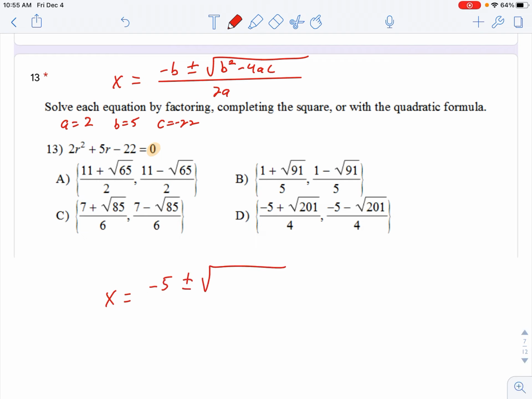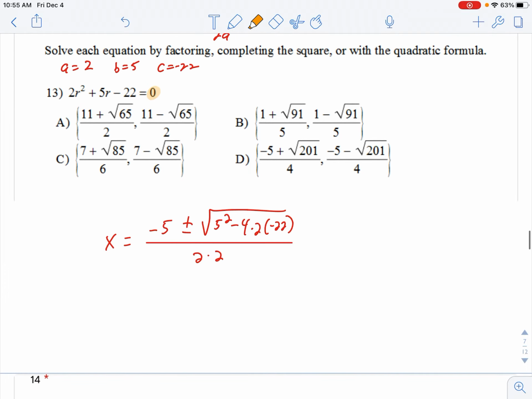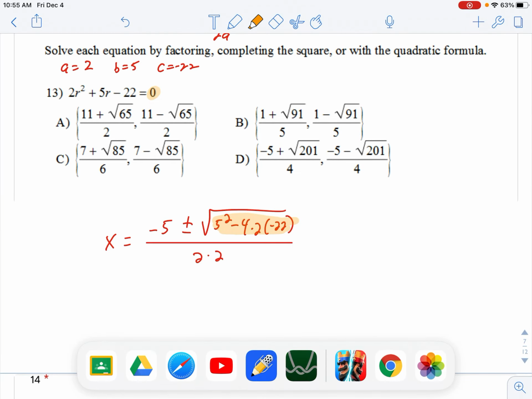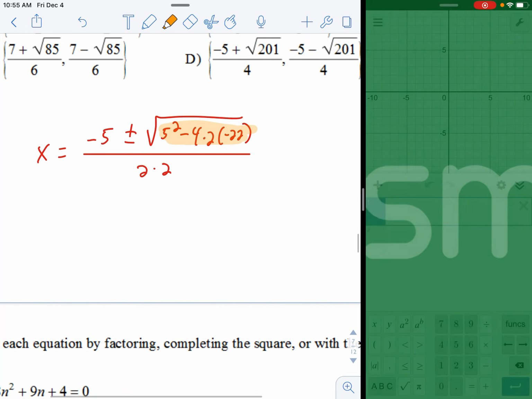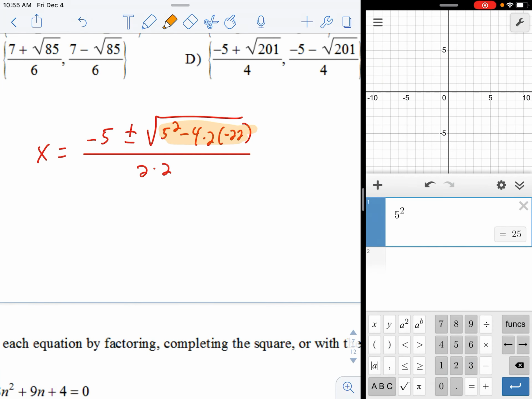So -5 plus or minus the square root of 5 squared minus 4 times 2 times -22 all over 2 times 2. If you watched the lesson on this, which I hope you did, do this part first and go ahead and use a calculator. I mean, there are other ways to do it, but this prevents the most problems. So 5 squared minus 4 times 2 times -22. That's 201. So -5 plus or minus the square root of 201 all over 4.